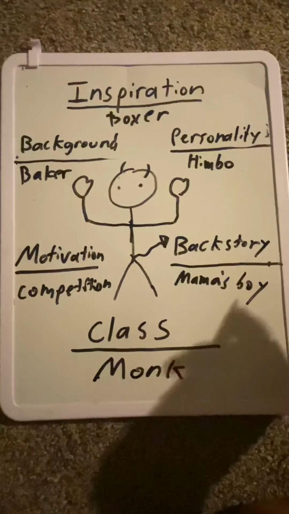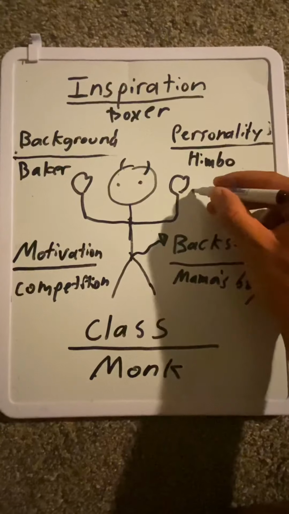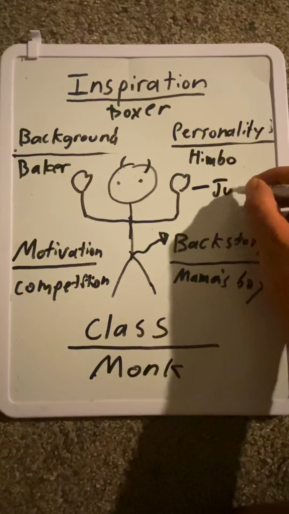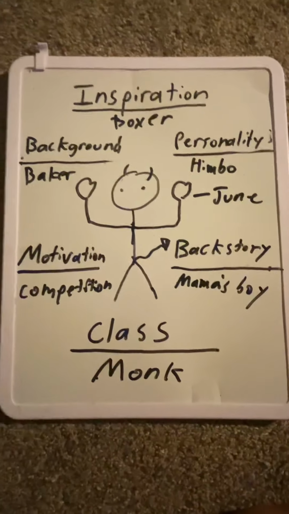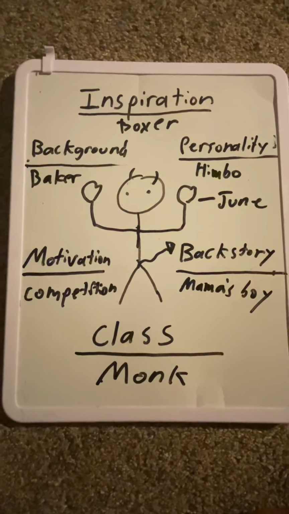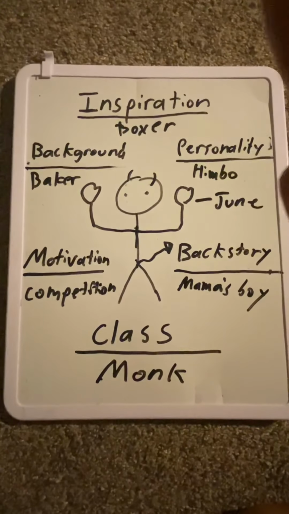Cool, awesome. So one last step, let's give this guy a name. We'll call him June, because that's the month it is. So now we got all 6 elements of the character. We can tie it all together and complete it.